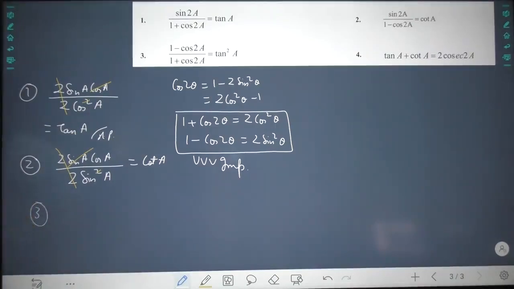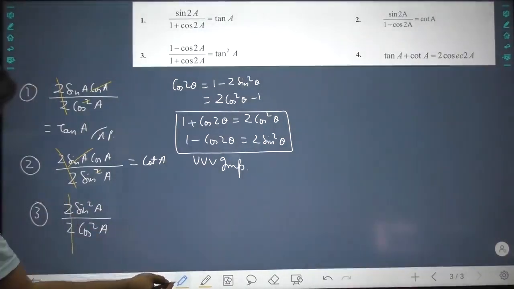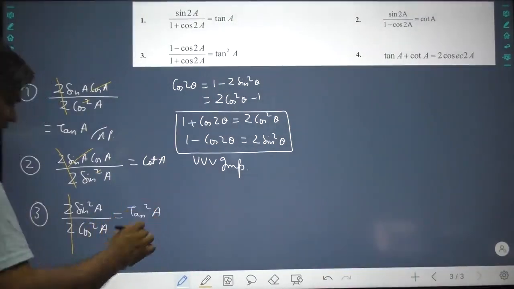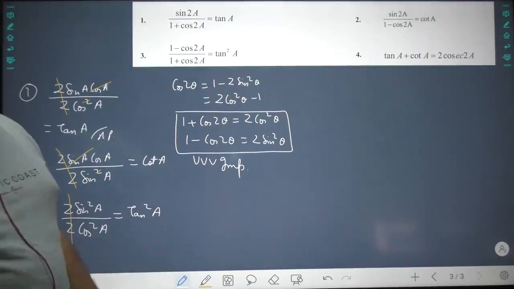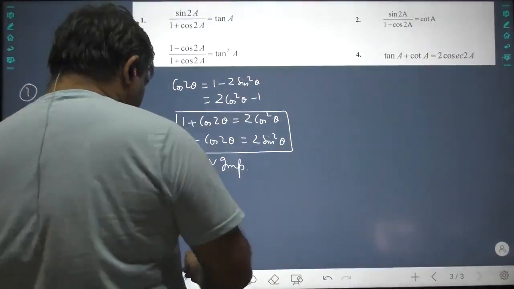Now the third question is twinkling in front of our eyes. 1 minus cos 2a is nothing but 2 sin square a. 1 plus cos 2a is nothing but 2 cos square a. Let's cancel the common things and clearly it comes out to be tan square a. As I told you, these are level 1 questions. Let us do question number 4.